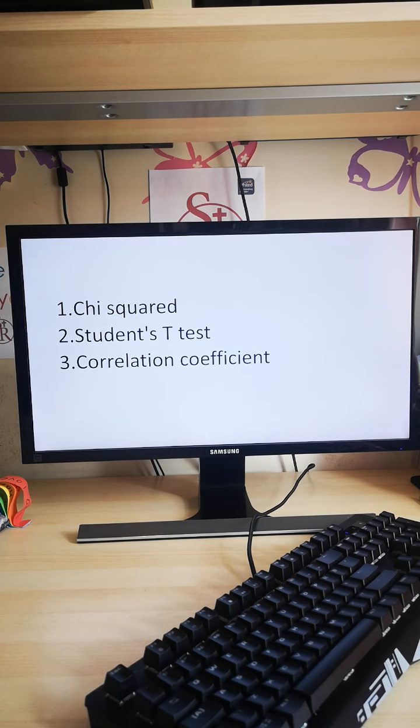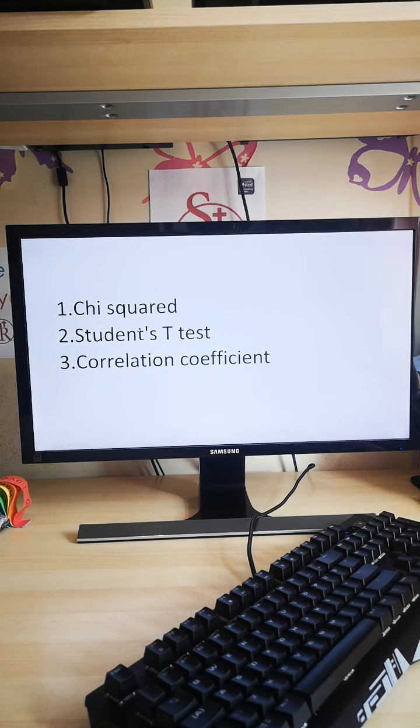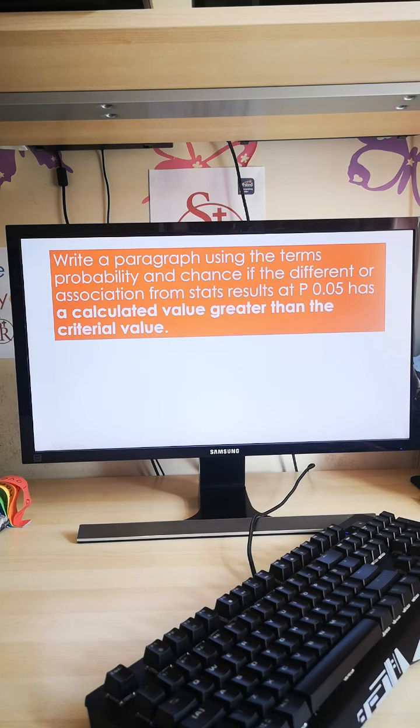Okay, so there are your 3 tests. And you do need to know why you use them in each case. So for chi-squared, as well as talking about investigating and counting up frequencies, you could use that word that it's categoric data. That's another way of saying that in your explanations.